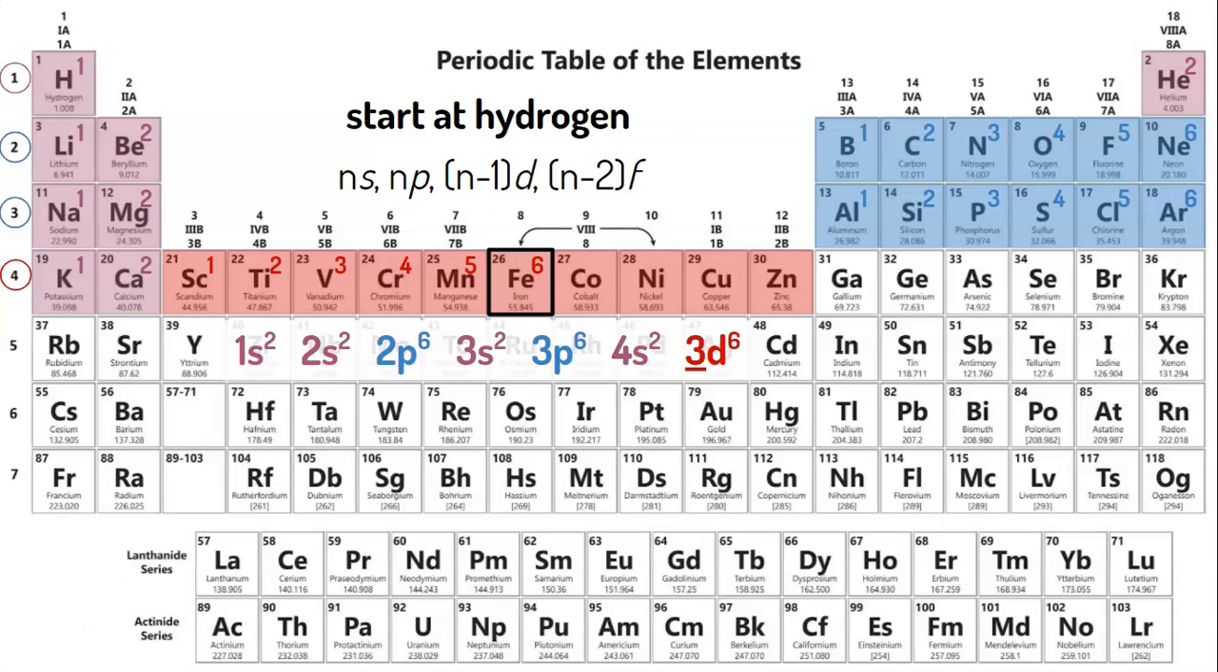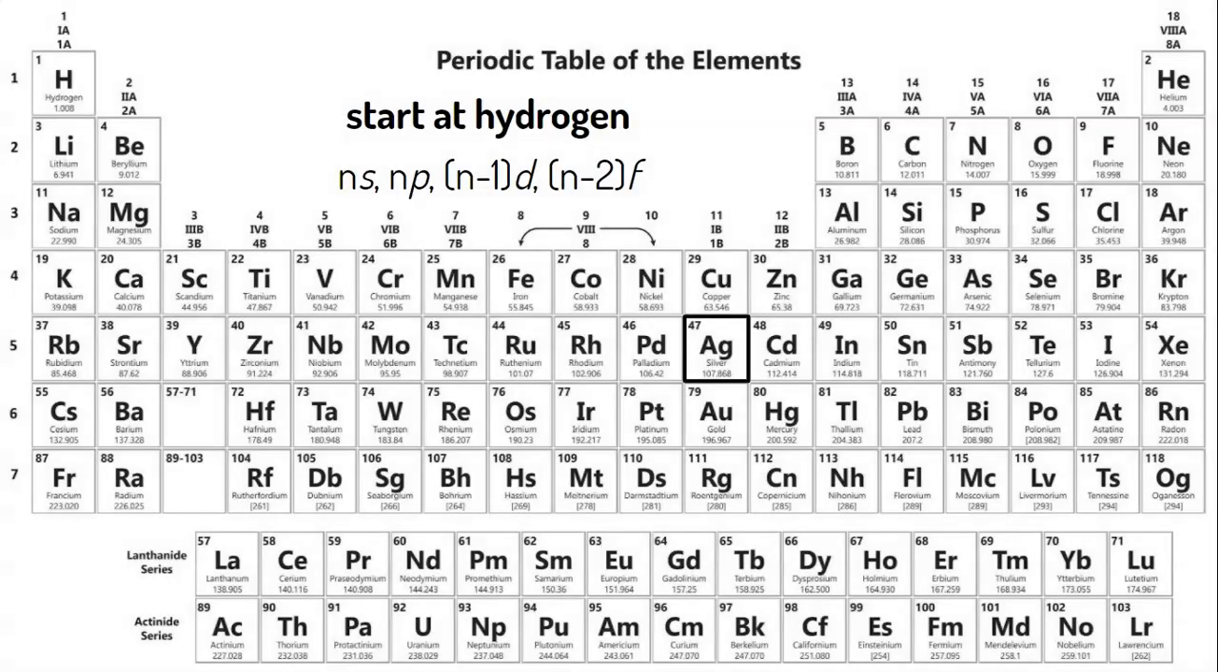Let's go ahead and do, so our final electron configuration is 1s2, 2s2, 2p6, 3s2, 3p6, 4s2, and 3d6. Let's go ahead and do another example.